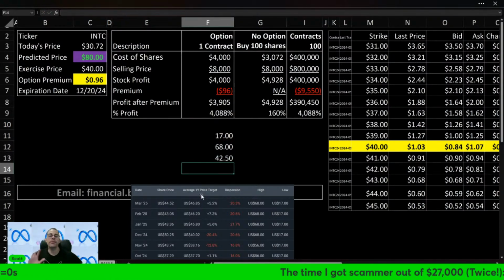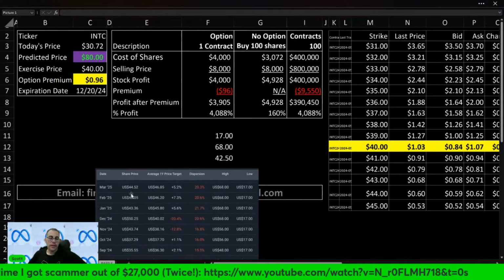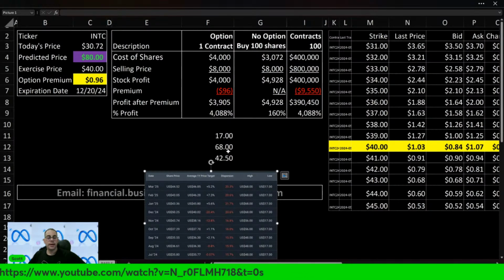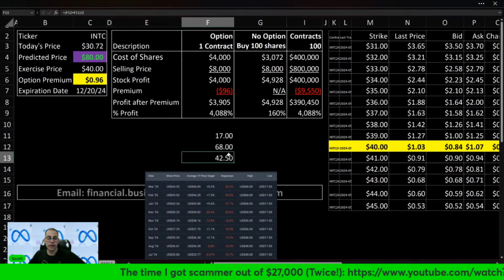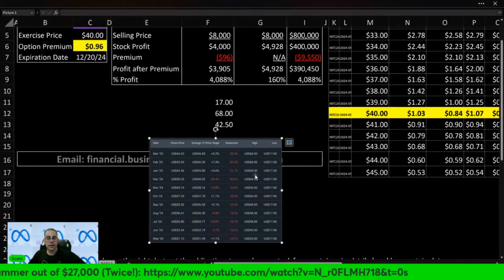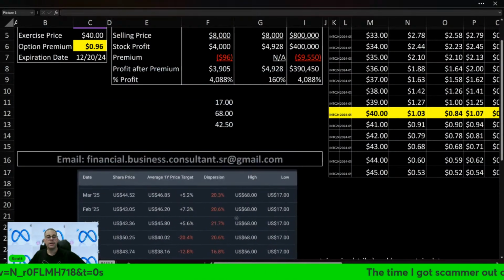So there you go. If you trust the analysts, say the analysts are 100% correct, which they aren't, but even if you find analysts that can predict the stock price even 10% of the time, you can make a lot of money with options because you don't have to be right that often. Even if you're right 1 out of 20 times with options, you can make money. So let's say I'm just taking the average of the high and low, the 68 and 17. So the average is 42.50.